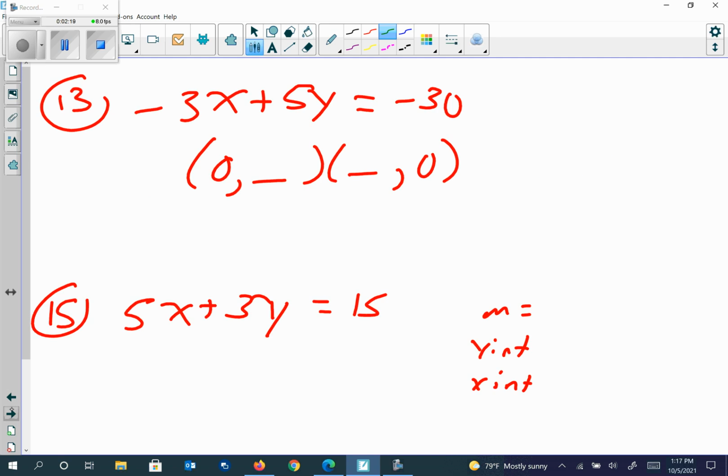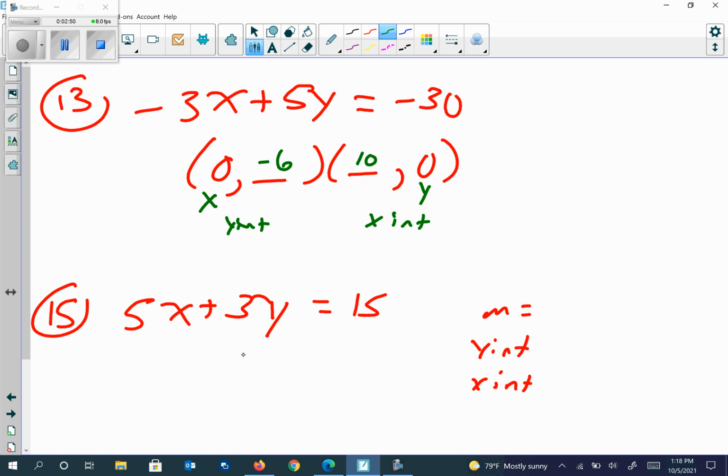Number 13, this is definitely a cover method problem, the x and y intercepts. So this is an x value, so it's going to find me the y-intercept. So that gives me negative 6 because 5 times negative 6 is negative 30. This is a y value, so that's going to find me the x-intercept. So I'll cover up the y value. So negative 3 times what number gives me negative 30, and that would give me 10. So your y-intercept is 0, negative 6. Your x-intercept is 10, 0.